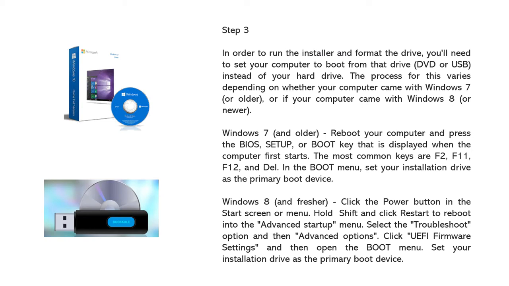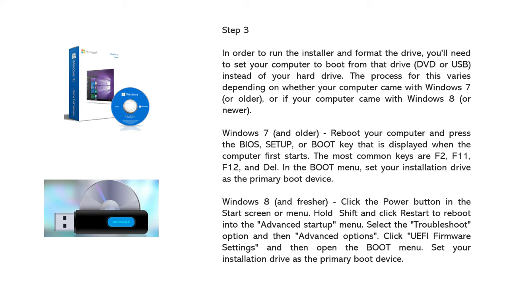Windows 7, and older, reboot your computer and press the BIOS, setup, or boot key that is displayed when the computer first starts. The most common keys are F2, F11, F12, and Del. In the boot menu, set your installation drive as the primary boot device.